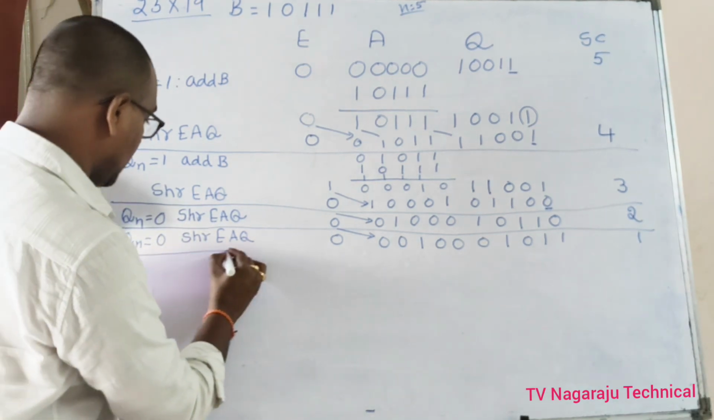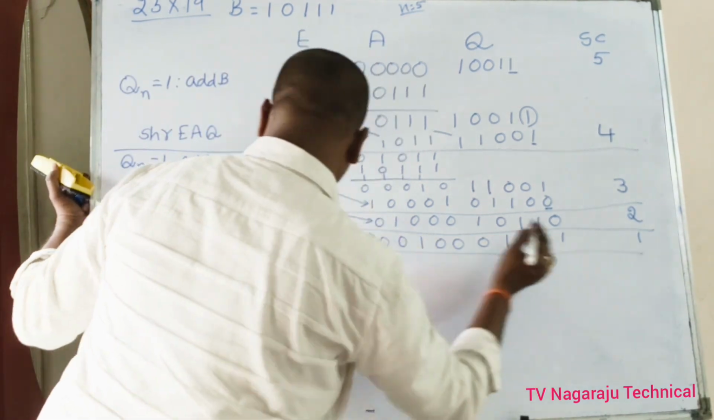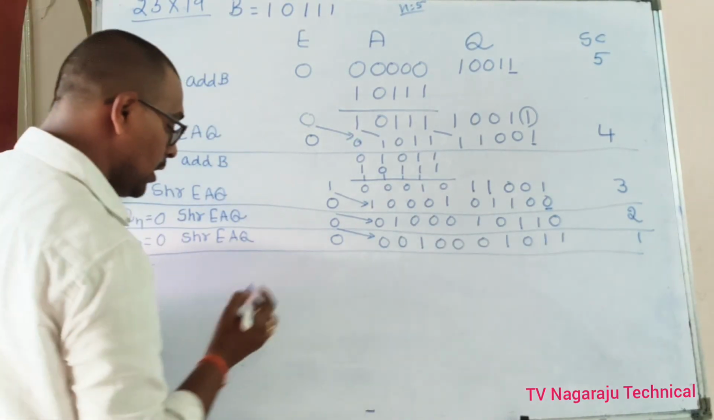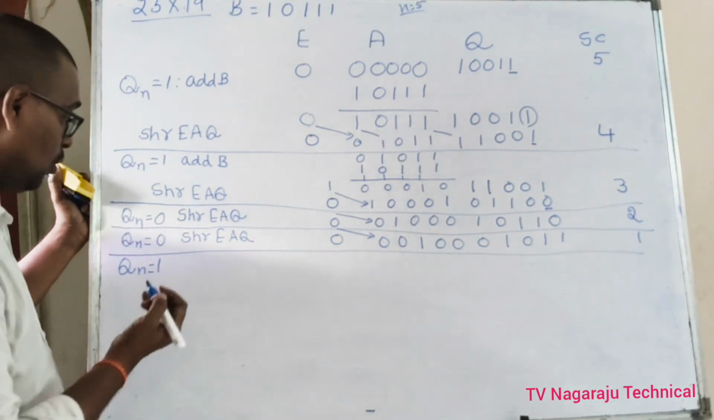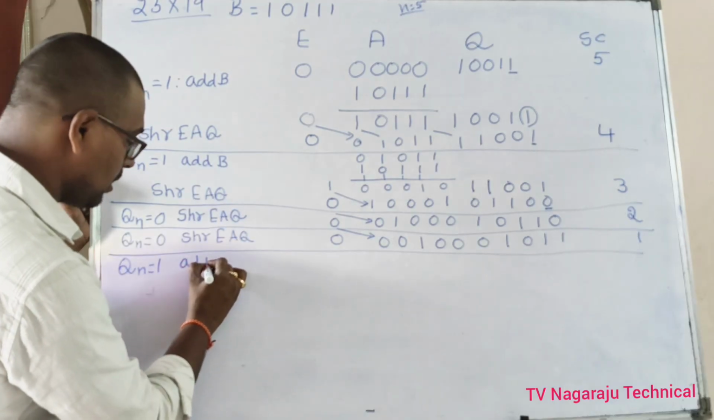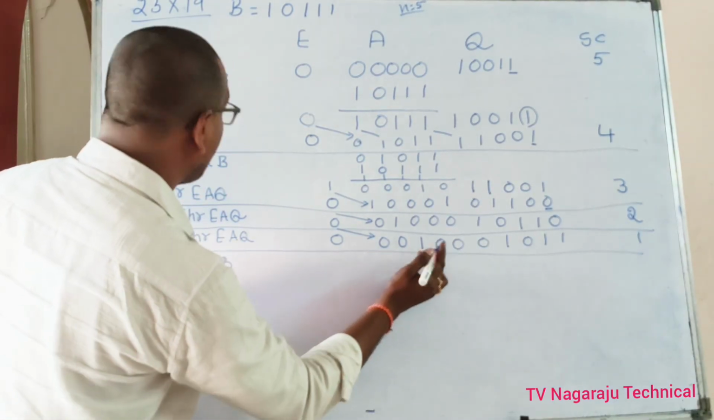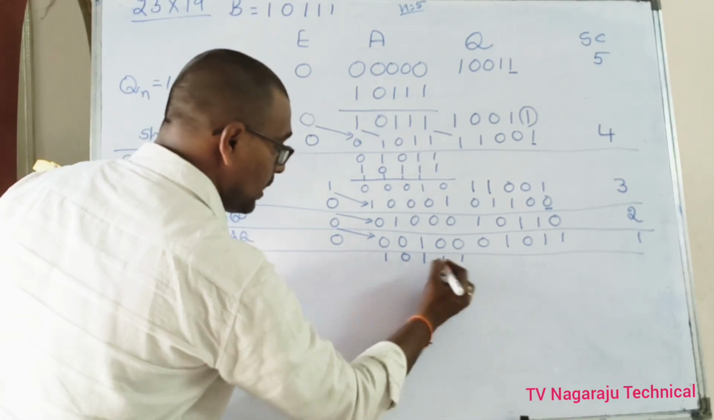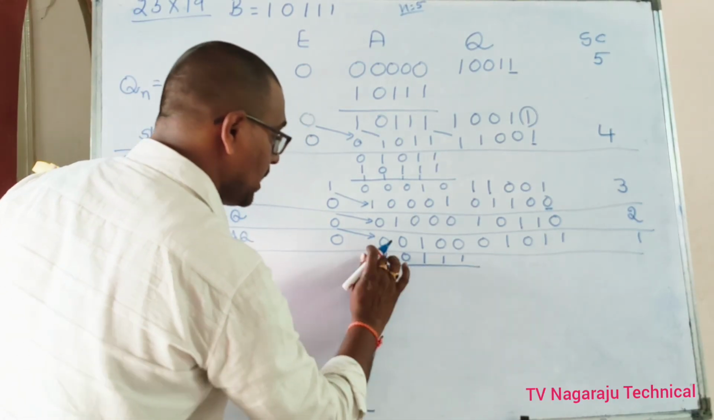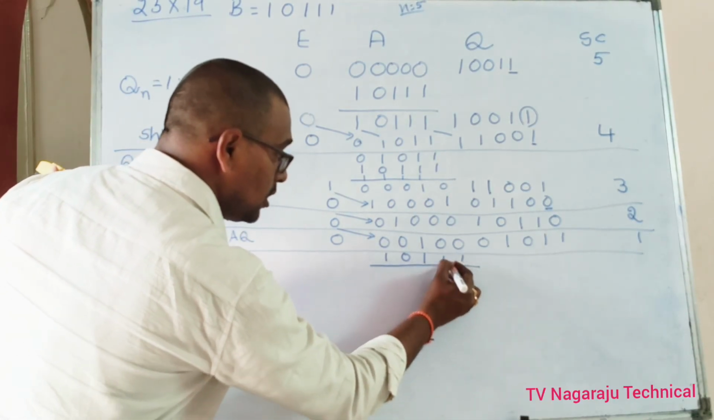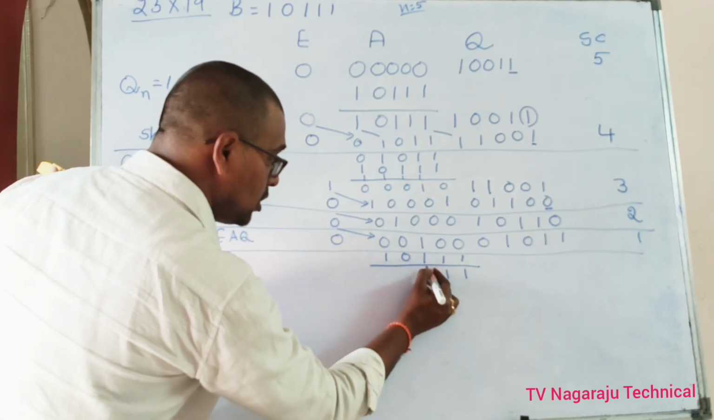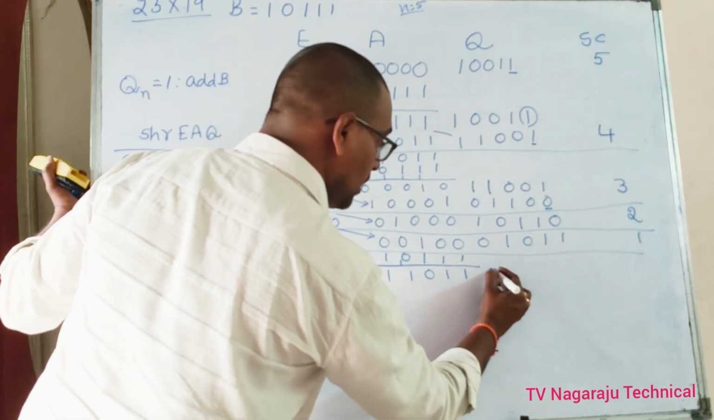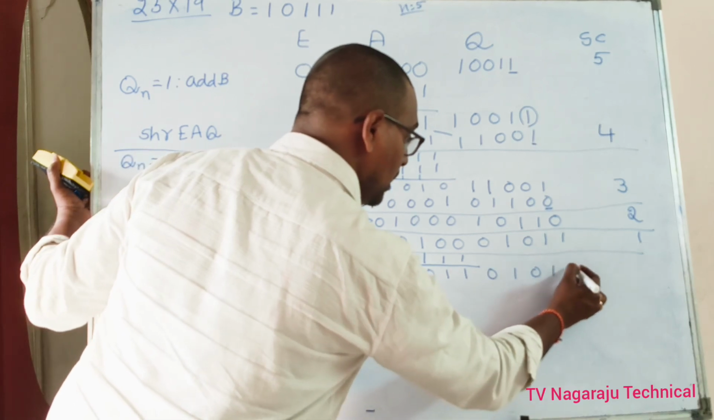And my last iteration, coming to this, the Qn value is equal to 1. What you need to do? Add B. For this we are adding B. So 1 0 1 1 1. Simply do the addition operation. 0 1 1 0 1 1 1 1 0 1 1 1. So here the E value is this one, 0 1 0 1 1.